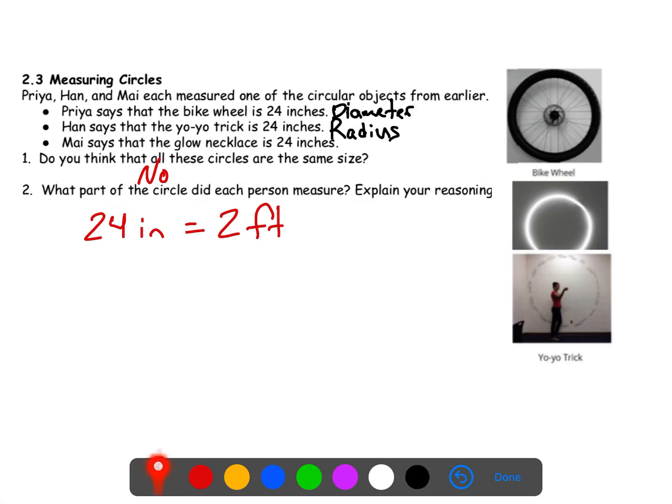Lastly, May says that the glow necklace is 24 inches. Picturing a glow necklace around your neck, this measurement around the outside, could that be, if you had a piece of yarn or string that was the length of 2 rulers, 2 feet long, would that wrap around your neck? Yeah, I think it would. And that would be the measurement of circumference.